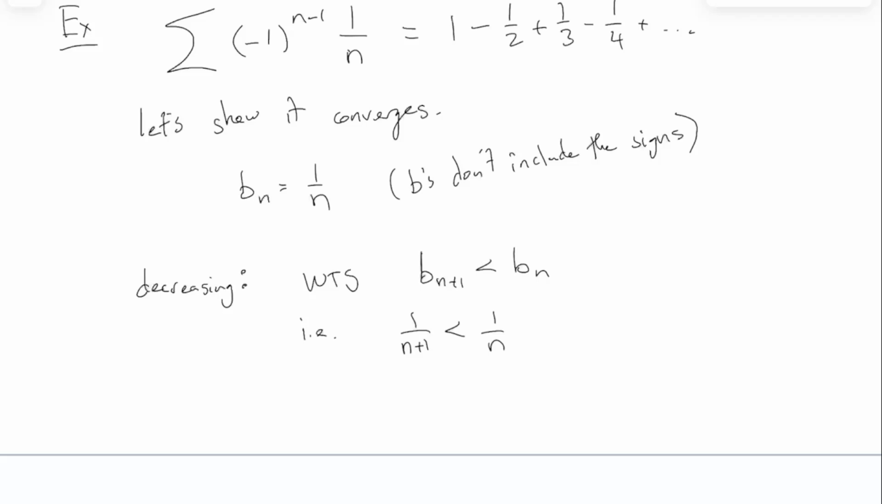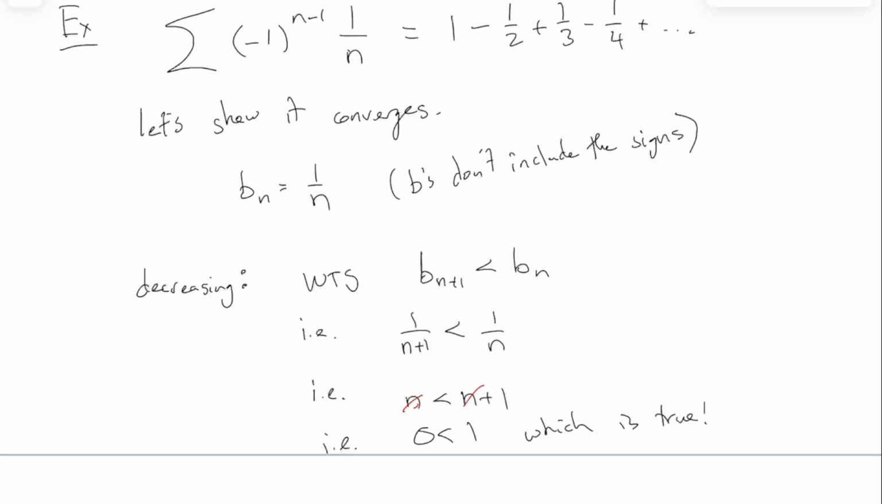I would say here, you might just look at it and say, yeah, that's true, because the denominator on the left is bigger than the denominator on the right. Or if you prefer, you could multiply across here. This is the same as n less than n plus 1. Anybody think that's true? Yes, that's true. If you don't believe me, you could subtract n from both sides, i.e. 0 less than 1, which is true. All right? So it is decreasing.